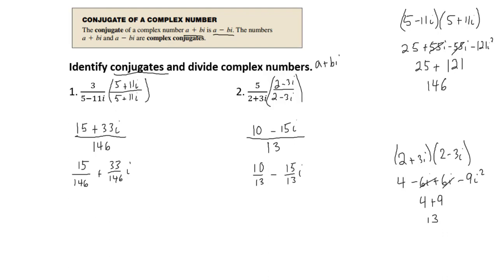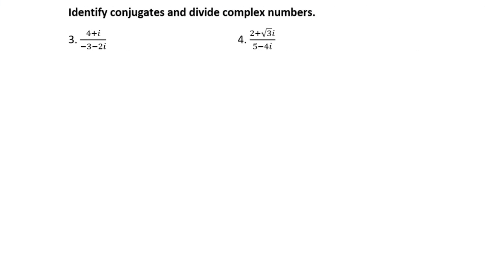form every time. All right, let's look at our final examples. Okay, so we're going to multiply by the conjugates to get rid of the i's in the denominator. So negative 3 plus 2i. I'm going to do that math over on the side. So 4 plus i times negative 3 plus 2i gives us negative 12 plus 8i minus 3i plus 2i squared.